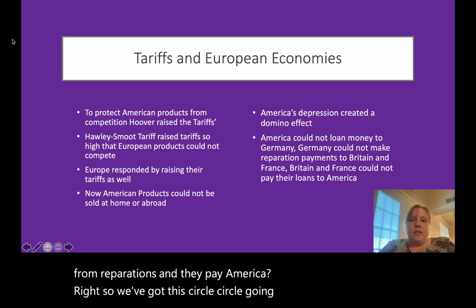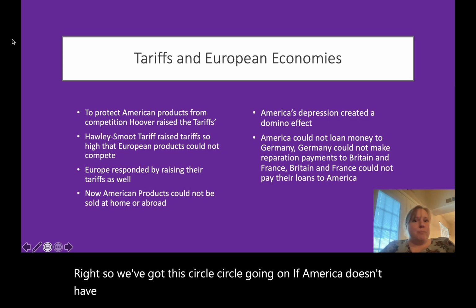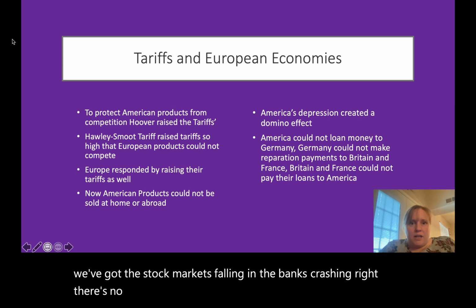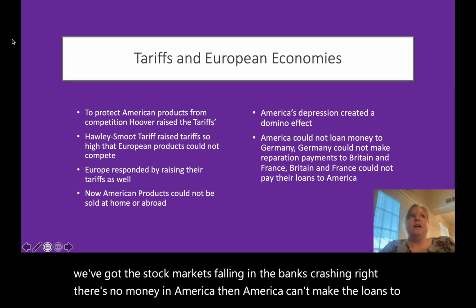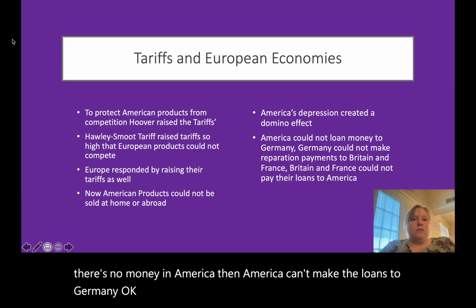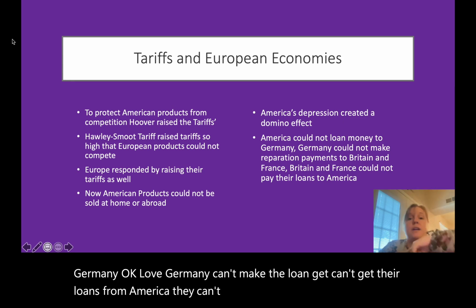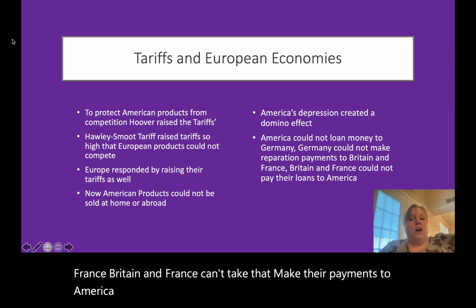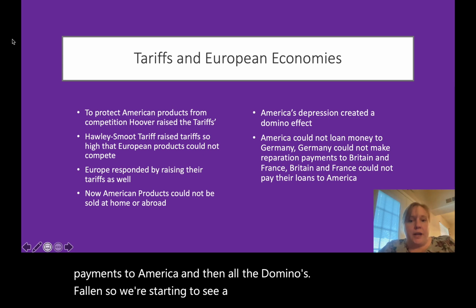Well, if America doesn't have any more money because of the Great Depression, because the stock markets are falling and the banks are crashing, there's no money in America, then America can't make the loans to Germany. If Germany can't get their loans from America, they can't make their payments to Britain and France. Britain and France can't make their payments to America. And then all the dominoes fall. And so we're starting to see a worldwide depression now.